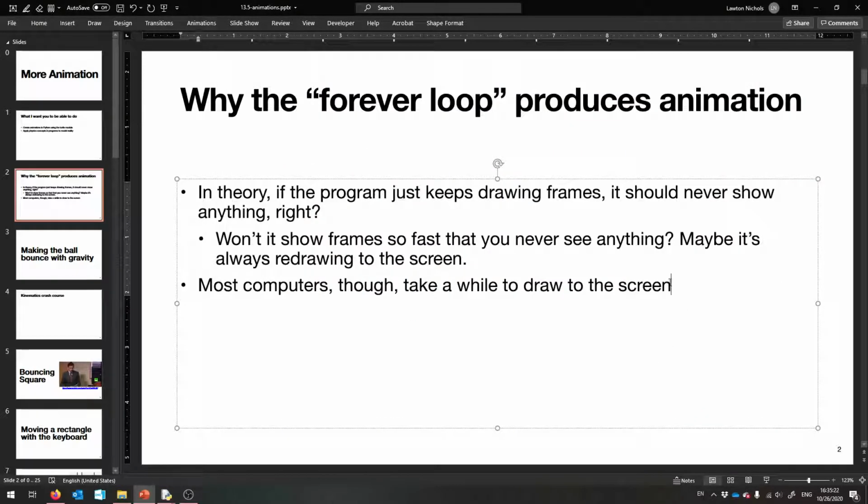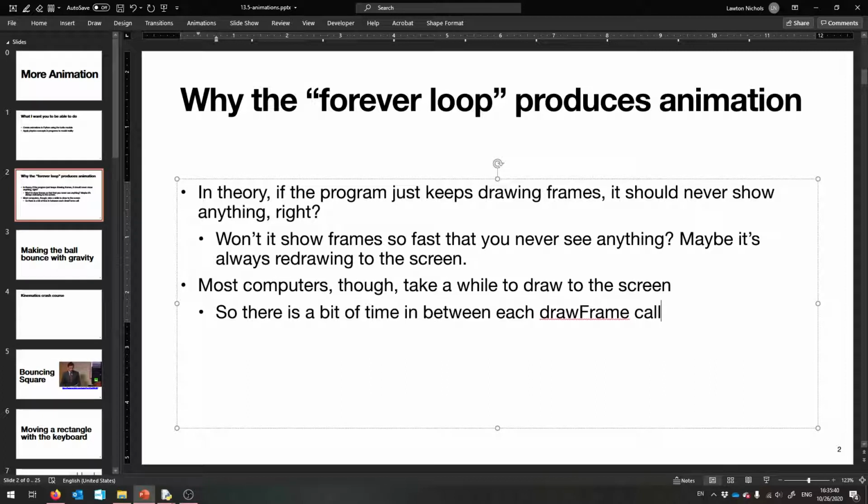So in theory, if you had the fastest computer in the world, it would look very choppy. But most computers take a while to draw things to the screen, and so there is time in between each call. And therefore we have animation. I hope that makes sense.